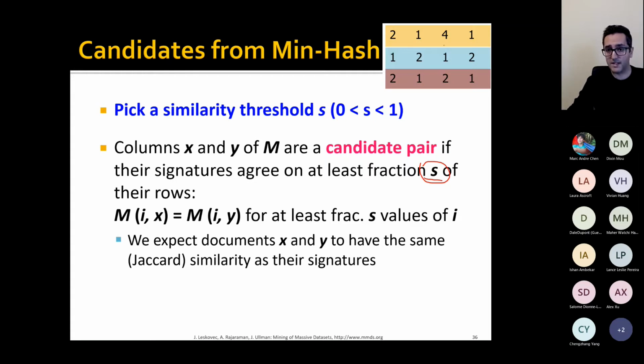For example, if you want to do this for columns 1 and 3, they're different here, and the same there. So 2/3 is our estimation. We believe that the similarity is around 2/3. Now I compare that with my threshold. If it's more than that threshold, I select it as a candidate pair. If it's under that threshold, I ignore it.